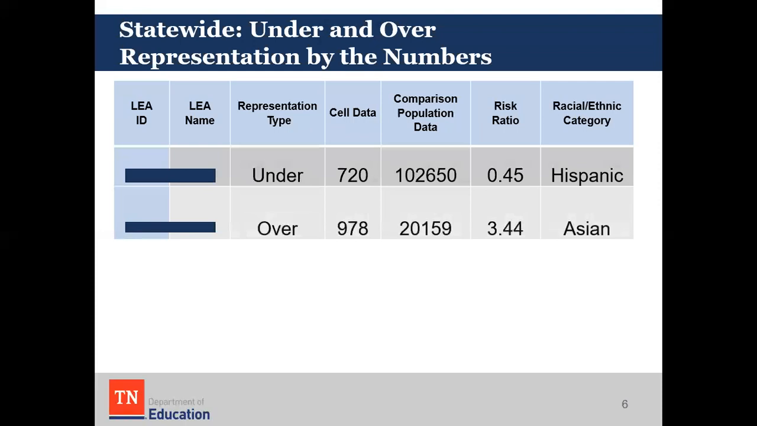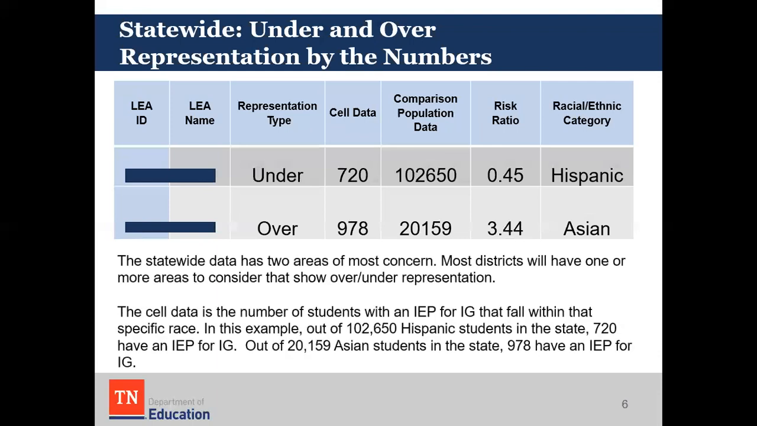In our second line, we see that we have an overrepresentation in Asian, with that cell data size being 978, the comparison data across the state of 20,159, which is a risk ratio of 3.44. This means that you are almost 3.5 times more likely to be identified as intellectually gifted if you fall within the second race category. The statewide data has two areas of most concern.